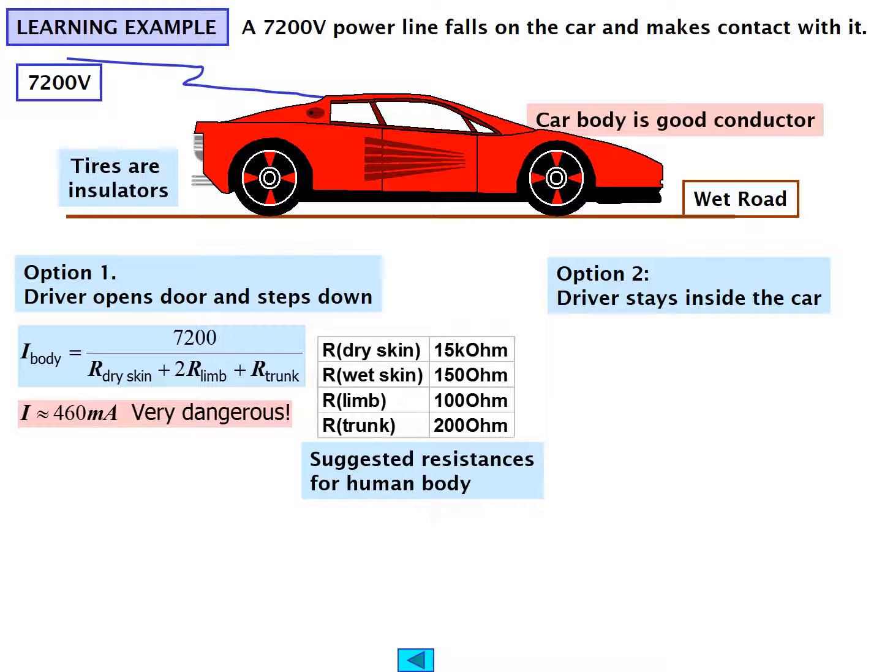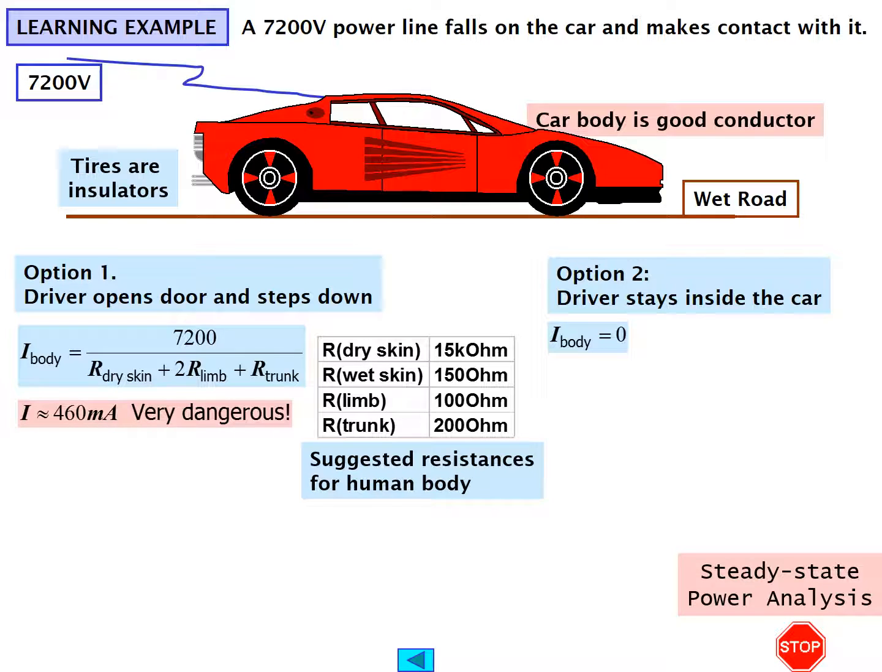So opening the door and stepping down provides an alternative path to ground through the wet road. If you stay inside the car, the current through the body is 0, and therefore you should have much better effect waiting for qualified personnel to come to mitigate the situation. So if something like this does happen, stay inside the car.